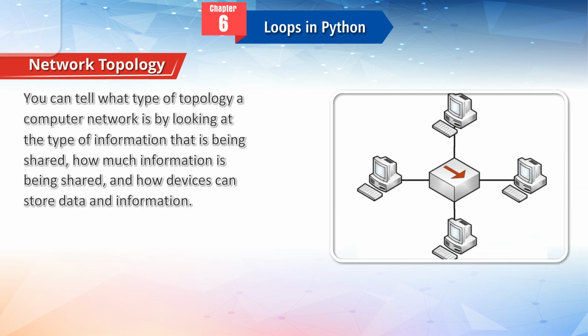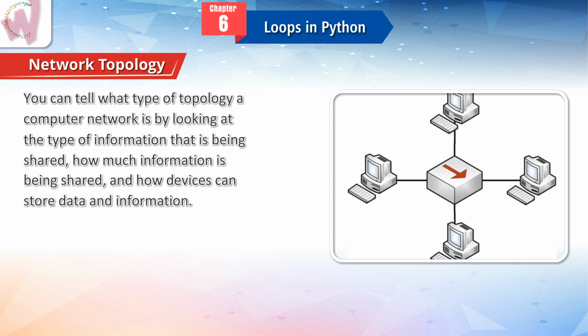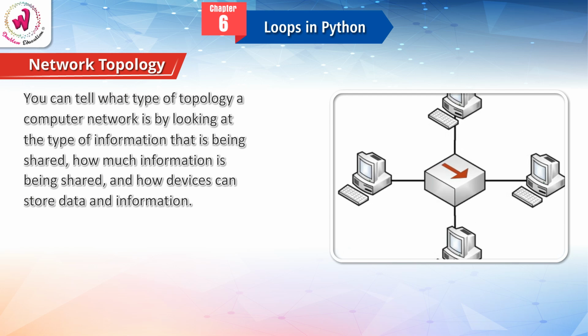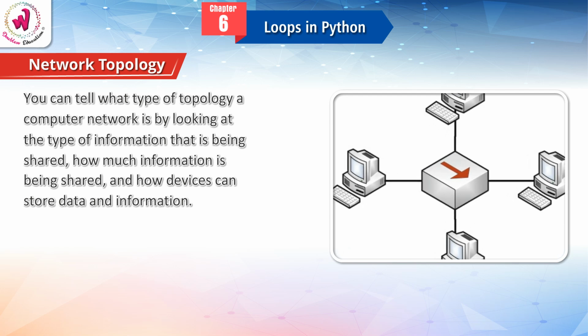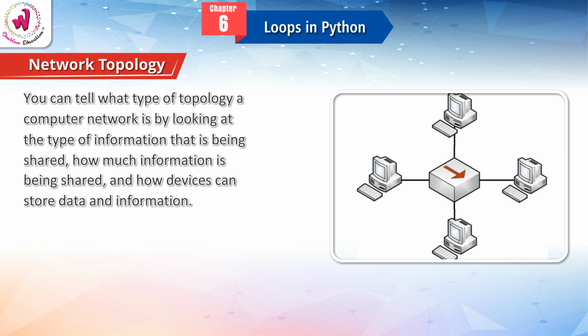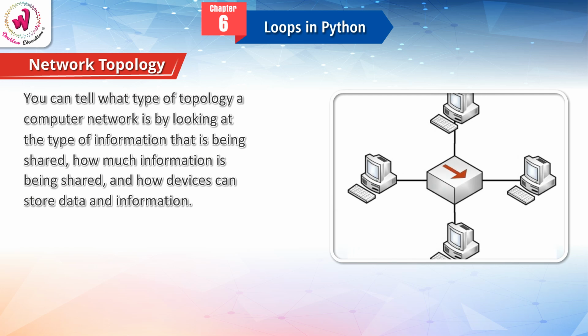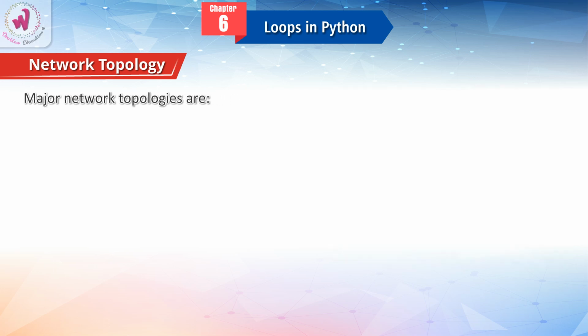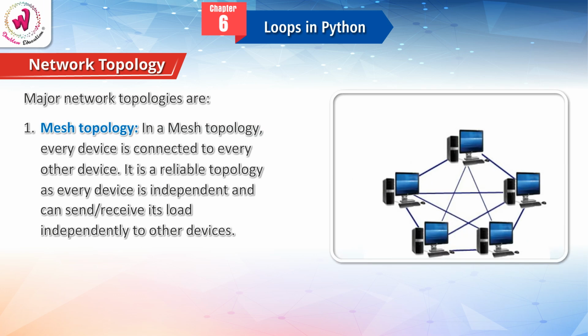You can tell what type of topology a computer network is by looking at the type of information that is being shared, how much information is being shared, and how devices can store data and information. Major network topologies are 1.